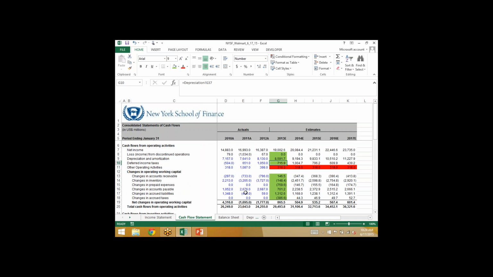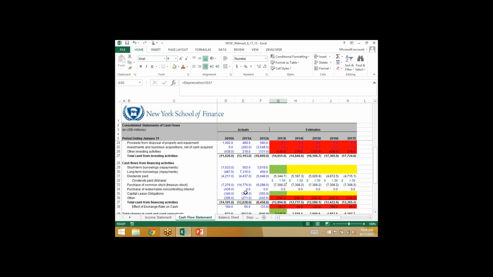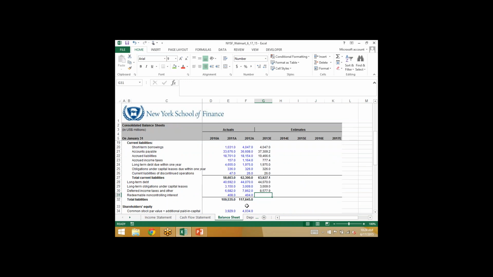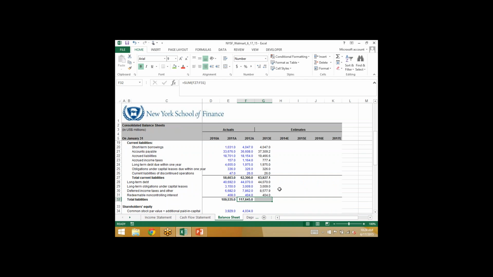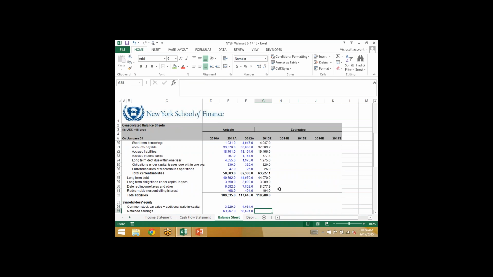I don't remember if there's anything related to redeemable non-controlling interest. Here, purchase of redeemable non-controlling interest. Okay, so there you go. We'll link it in. It's zero anyway. It doesn't exist anymore, but we'll still link it in. So the year before plus the purchase of redeemable non-controlling interest. And that completes our total liabilities. So make sure you have those numbers and all the liabilities matching.